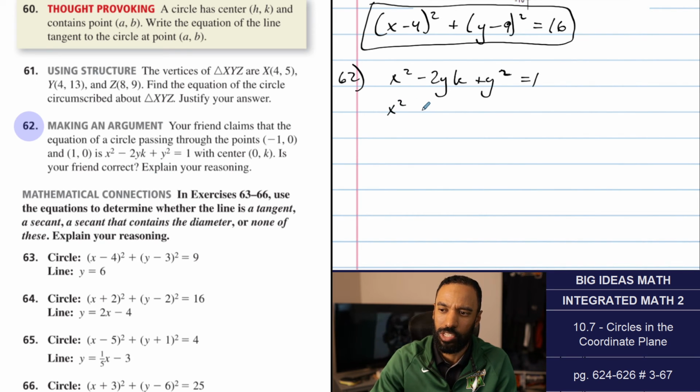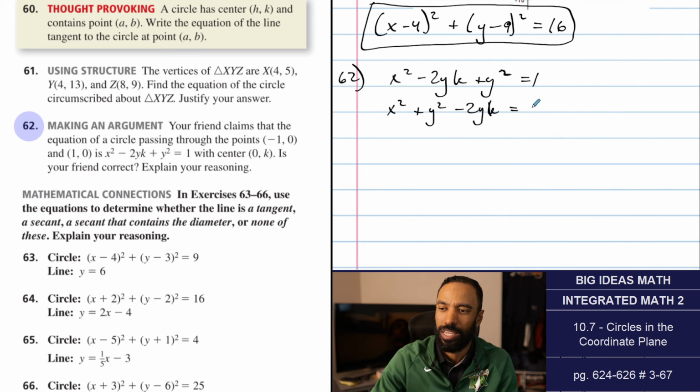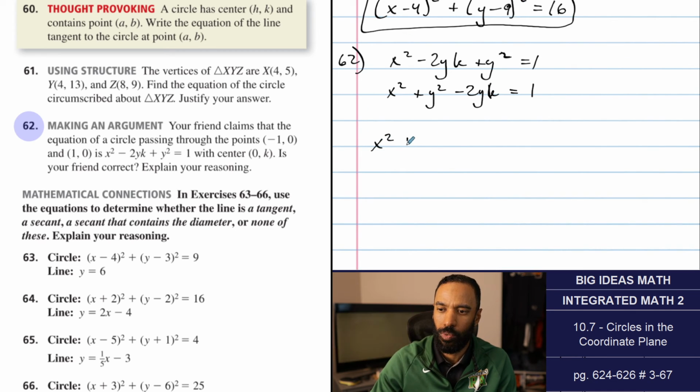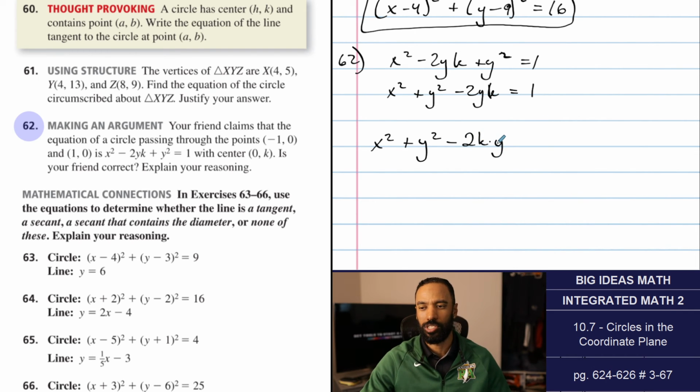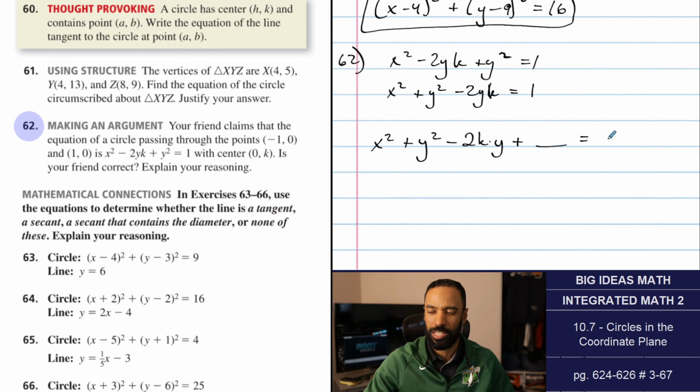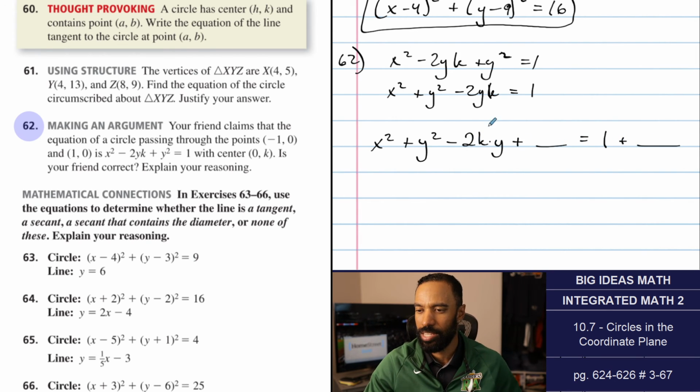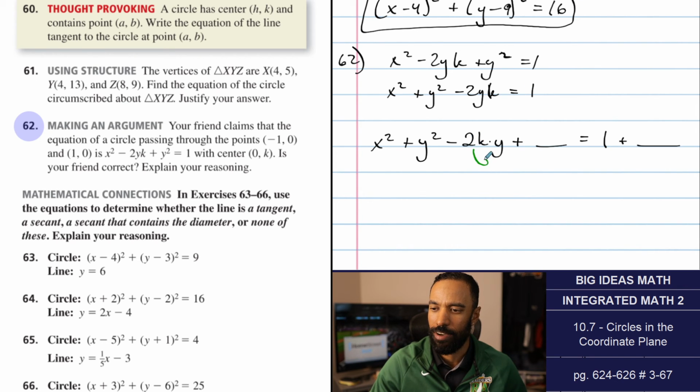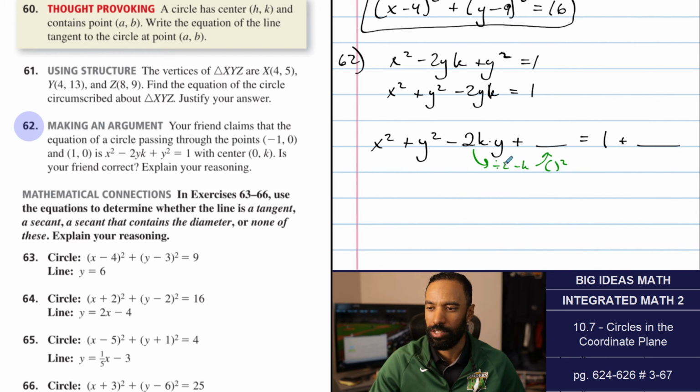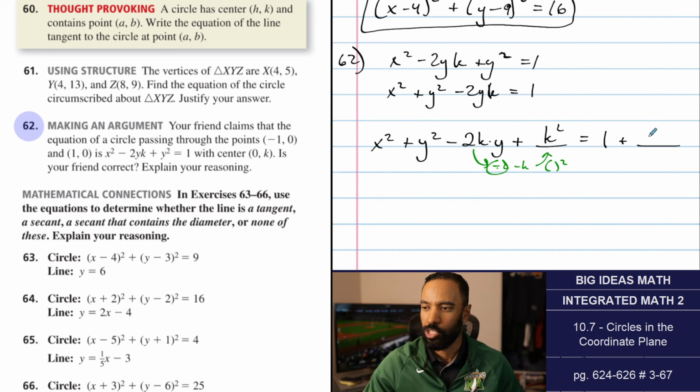What if I rewrite this as x^2 + y^2 - 2yk = 1? Let's write it like this: x^2 + y^2, I'm going to write minus 2ky. I want to treat k more like a constant value with this, and then I'm going to complete the square within this guy. 1 plus blank. So in this case here, negative 2k divided by 2 is negative k, and squared is k^2. And so we're going to add a k^2 over on this side as well.